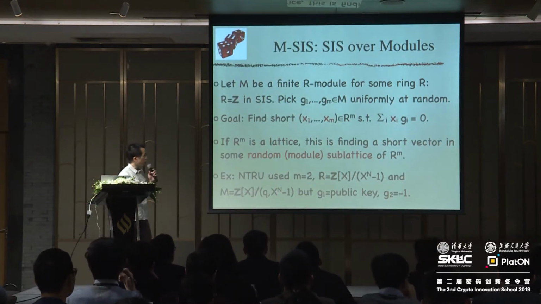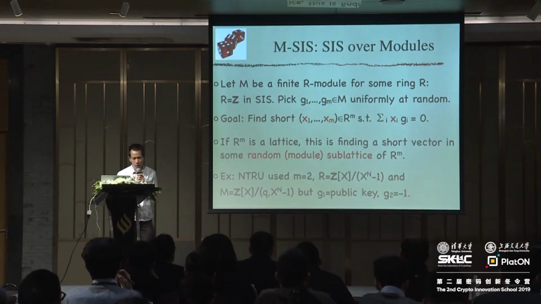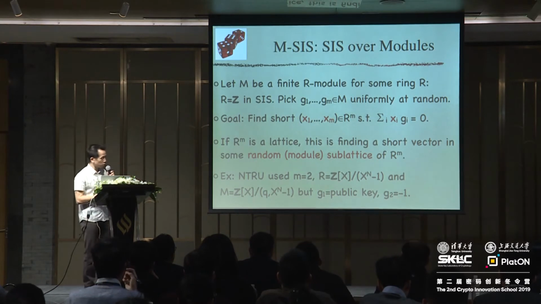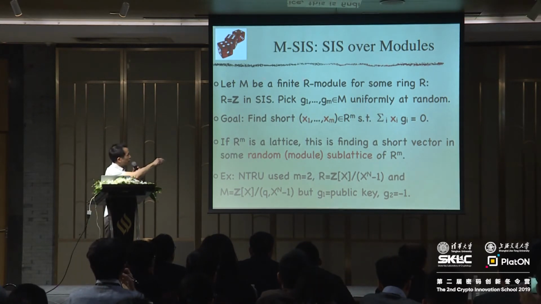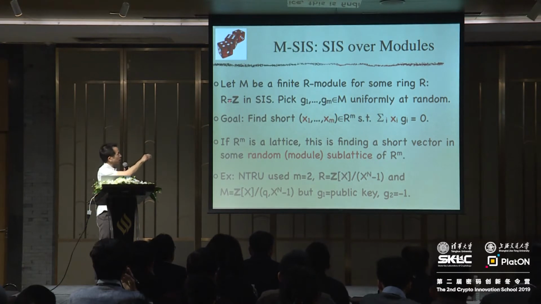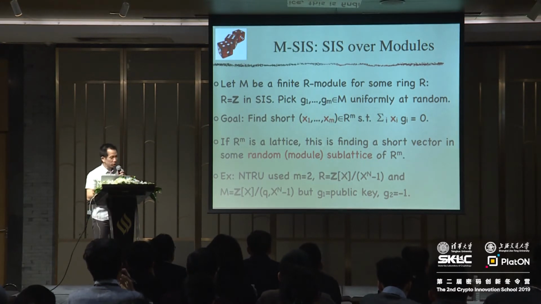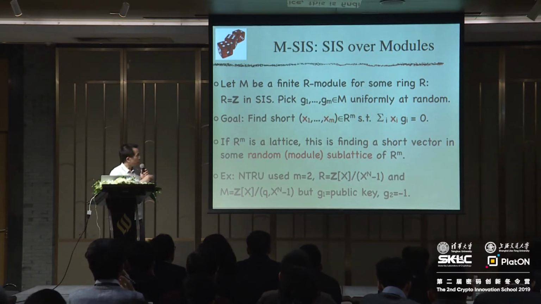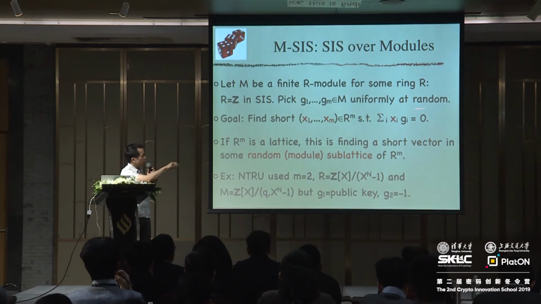we can play this game. Instead of taking a Z module, like we did before, we took a group. Let's take a finite R module for some ring R, not Z. So in SIS, we did take R equal to Z, but we don't have to. We could take another ring. But again, because we take a finite module, we could pick the uniform distribution. We can choose our module elements uniformly at random.